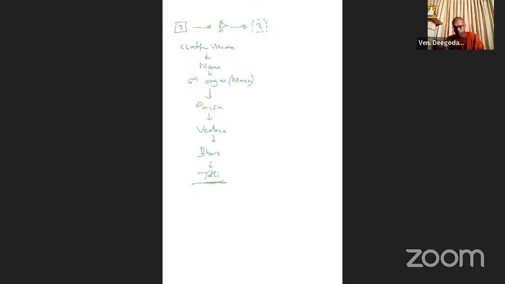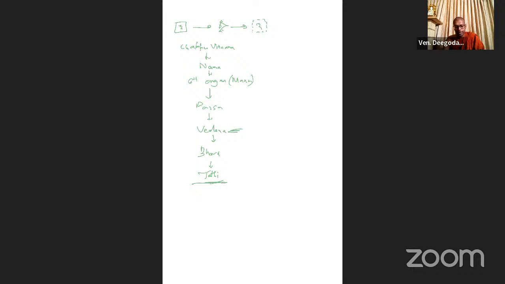So the inputs or data taken with this Paticca Samuppada are then subjected to the influence of avidya. That happens later, after this one. When that happens, the Vedana or the feeling here is changed. We call that Sampasaja Vedana. Initially the Vedana is just Vedana, the normal way of perceiving.